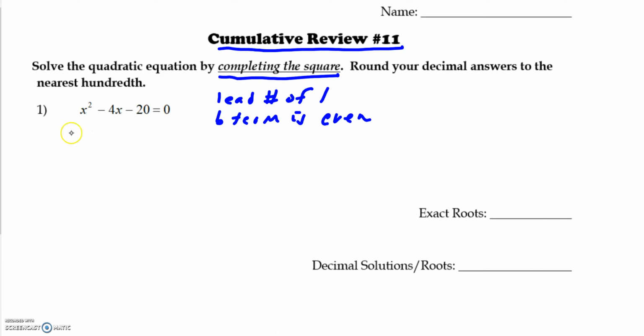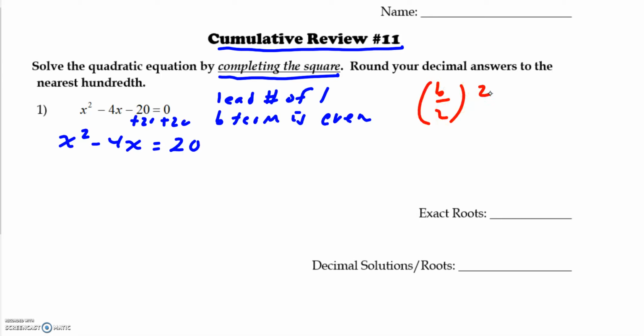So in order to complete the square, we cannot be equal to 0. So the first thing I'm going to do is add the 20 to both sides. You get x squared minus 4x equals 20. Now I want to add that special number on both sides, which is b over 2 squared. My b term is -4. So -4 divided by 2 is -2.